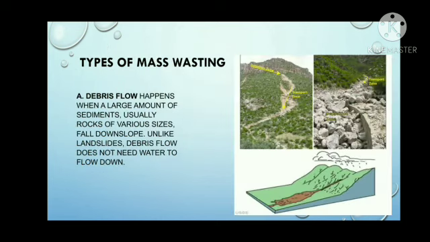We have types of mass wasting. The first one, we have debris flow. Debris flow happens when a large amount of sediments, usually rocks of various sizes, falls downslope. Unlike landslides, debris flow does not need water to flow down.